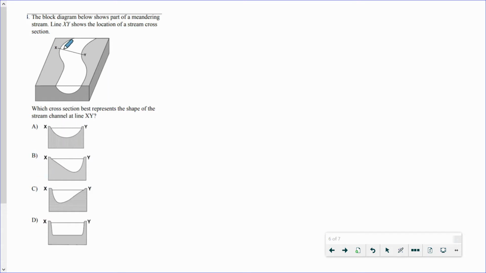If X is the outside, this is the fastest water. So the fastest water would be there. This would be the deepest. This would make sense. This would be a straight section. So from X to Y for choice A, that would be more like right here, which you can see in the diagram. And B would be the outside of an opposite type of curve.